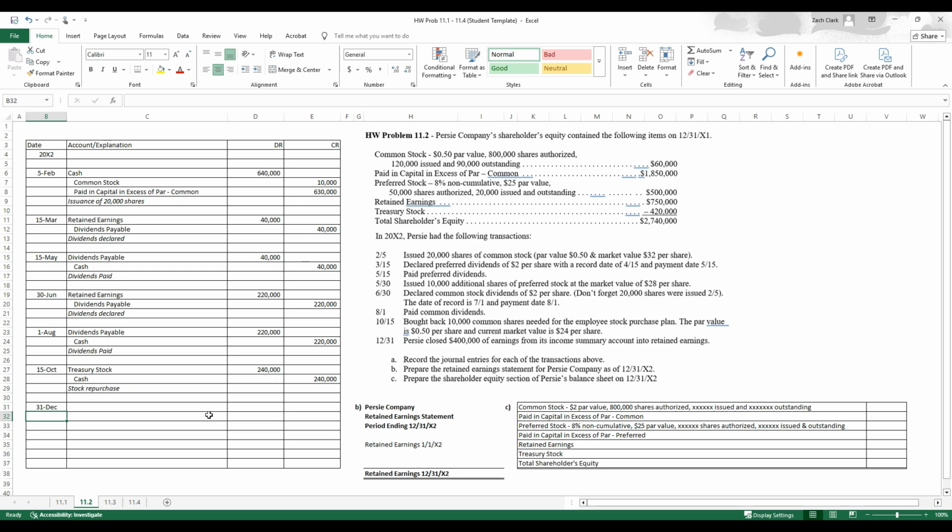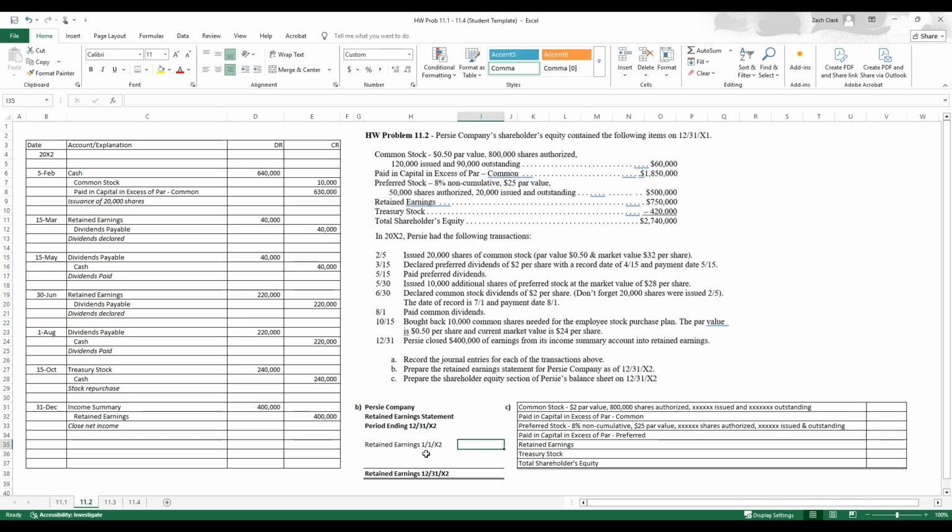We closed 400,000 of income into retained earnings. So then I'm just going to take this from here and paste it in, make it a little easier. And remember, income summary is the account that we use for the closing entries, and that was $400,000. Oh, not 4 million, 400,000. And we'll just say close net income. How about that? Okay, so now all of our journal entries are complete.